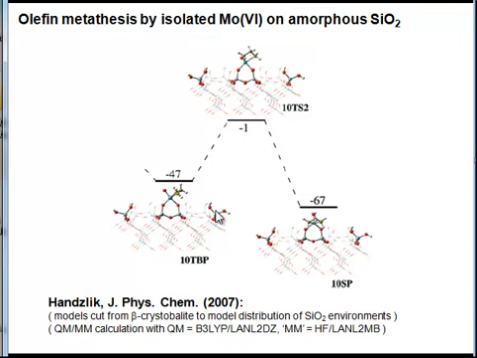Okay, and as a model for amorphous silica, he cuts these little clusters out of beta cristobalite, and he actually embeds them. I shouldn't say cuts them out, because they are actually embedded in a sort of QM framework. So this is B3LYP embedded in a Hartree-Fock kind of framework.